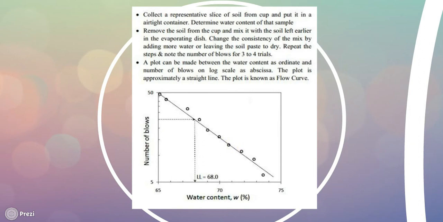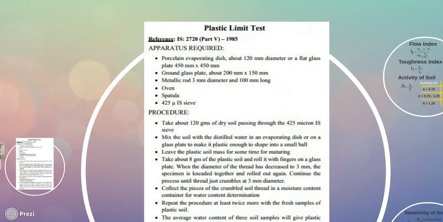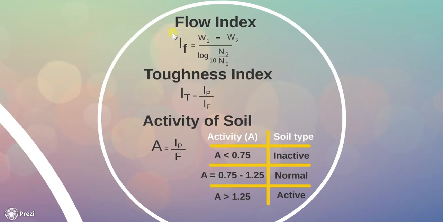Moving forward, let us see what we can derive from this experiment. Flow index. Flow index is the slope of the flow curve. We have seen the flow curve. Now, how to decide the slope of the flow curve? There is a formula: I_f is equal to (w1 minus w2) upon log10 (n2 by n1). What does that mean? w1 is the water content corresponding to blows n1, and w2 is the water content corresponding to blows n2. So number of blows and their water content, number of blows and their water content. By this you can get the slope, and this slope is known as the flow index of the flow curve.